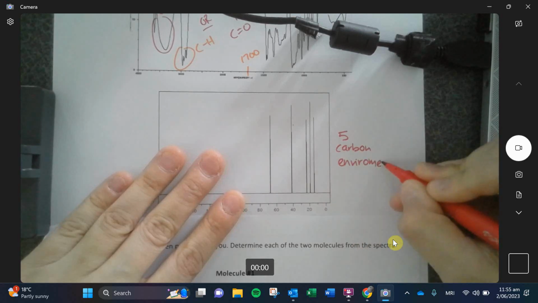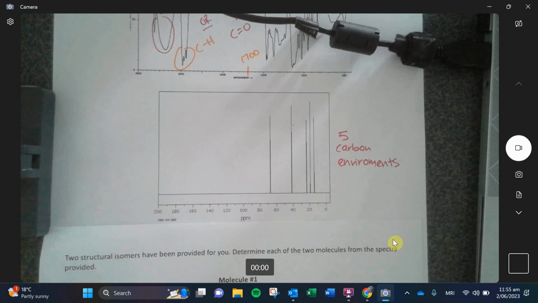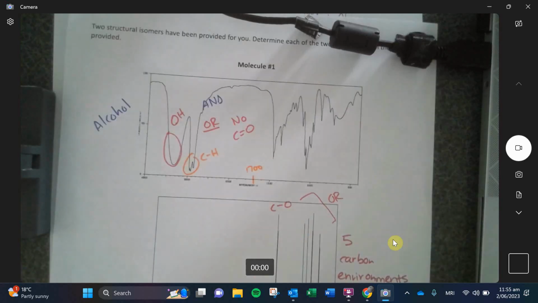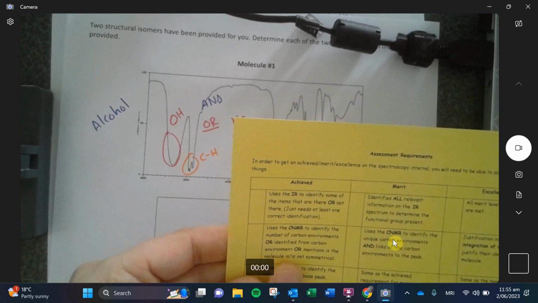So what we can tell already looking at these 2 molecules is that they're very similar. Obviously, the same number of carbons because they're structural isomers. Both of them having alcohols because we can see that from the IR spectra. Right? Are we okay so far? Cool. So that will tick off the requirement here for the achieved.